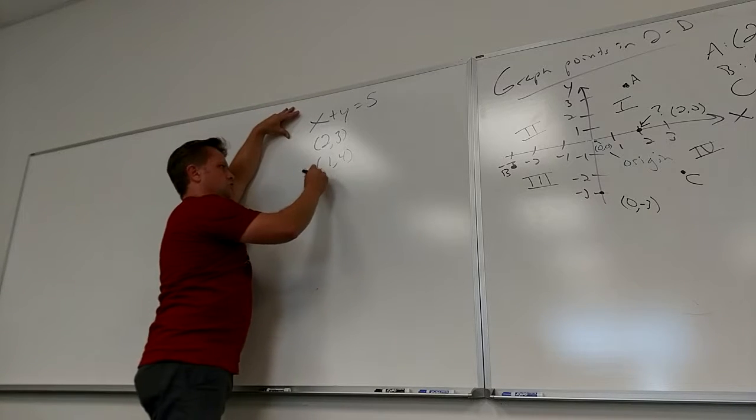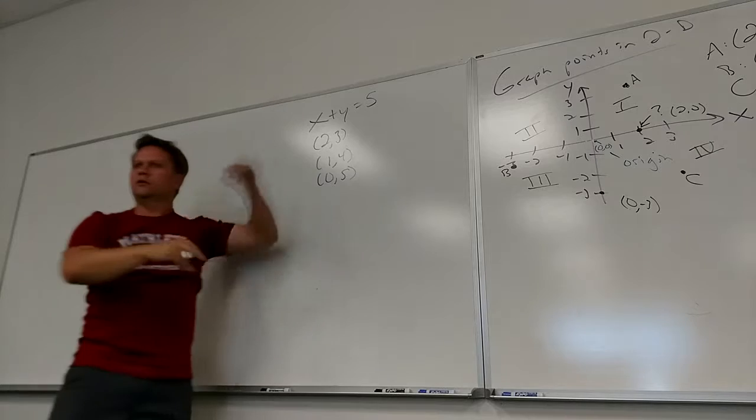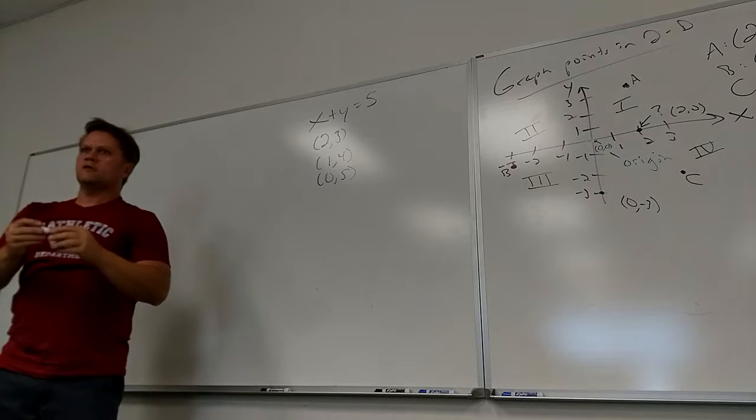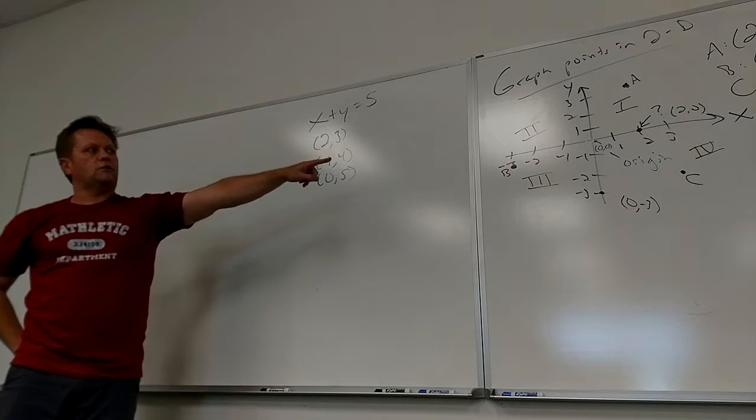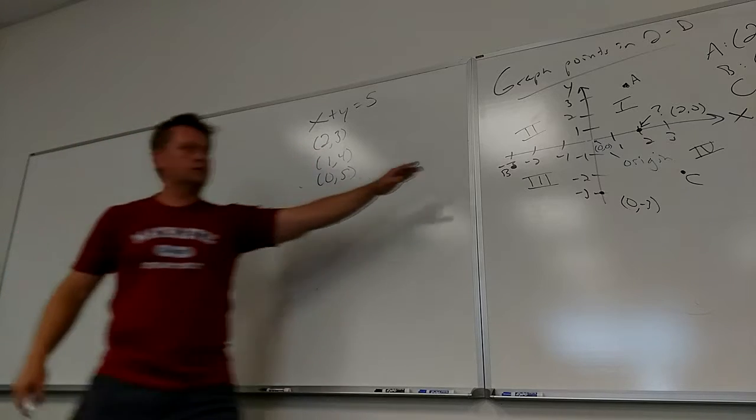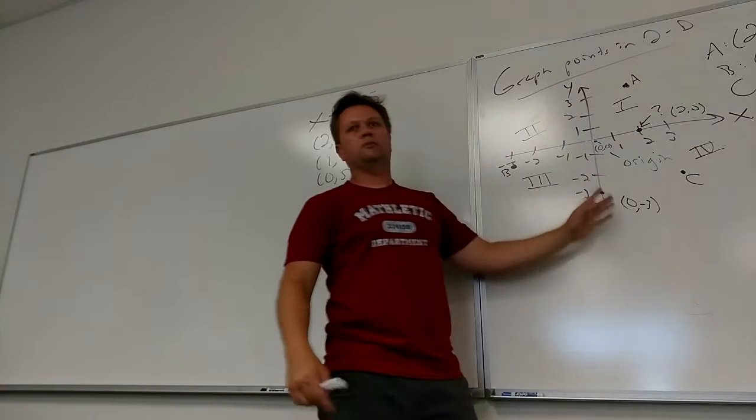0, 5. Sure, 0, 5. I like it. All right, that's better. Take a minute, make an XY coordinate plane. Oh, that's what this is called. This is the XY coordinate plane.